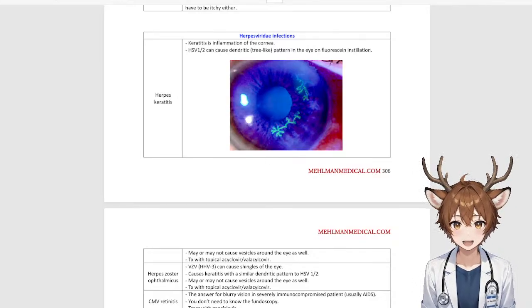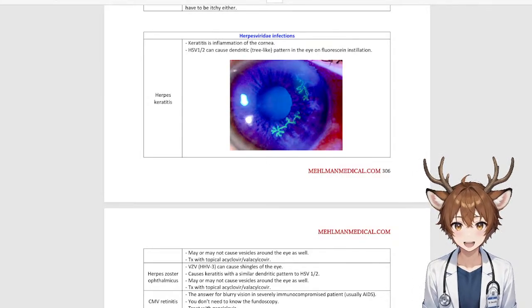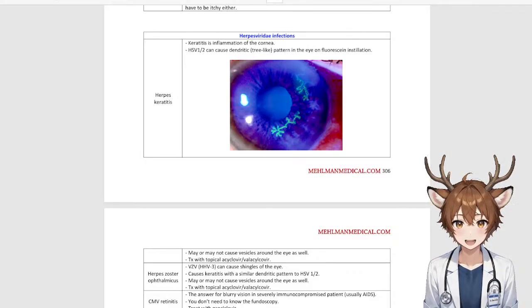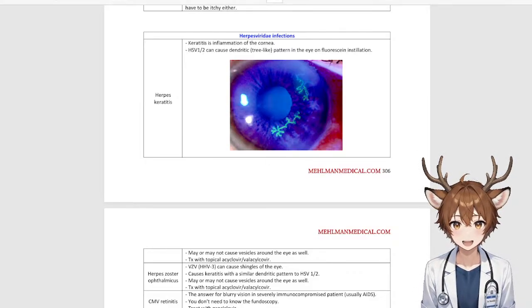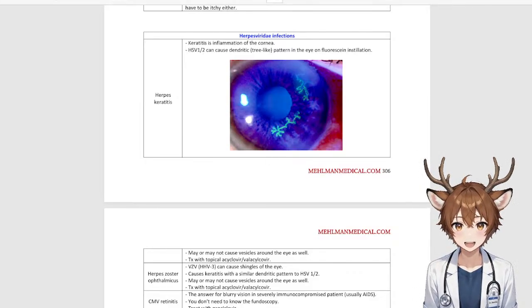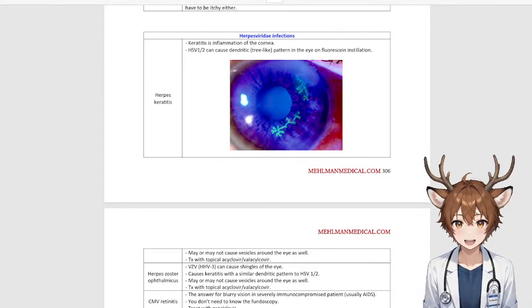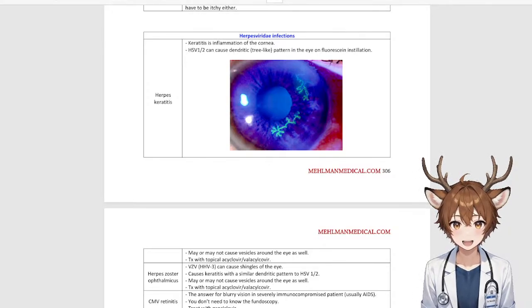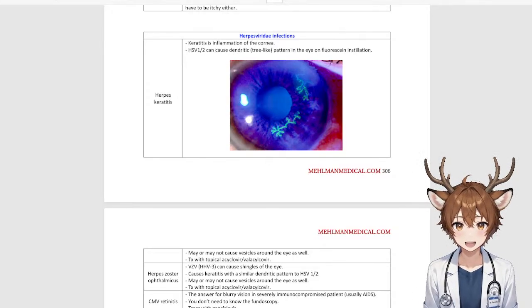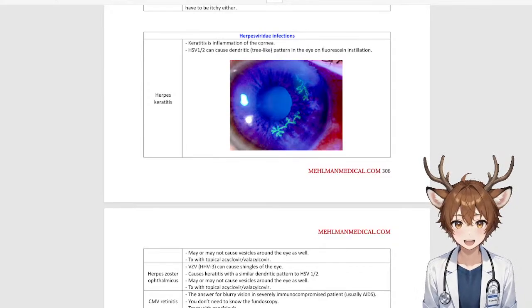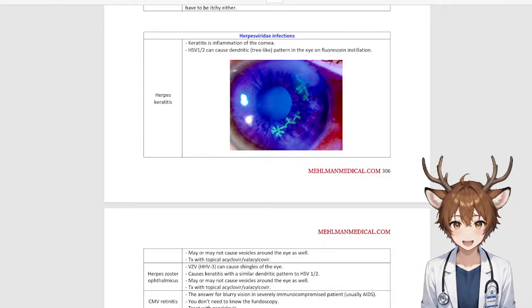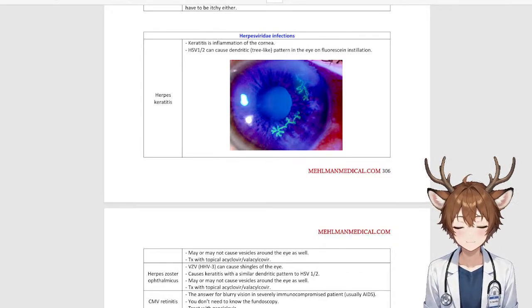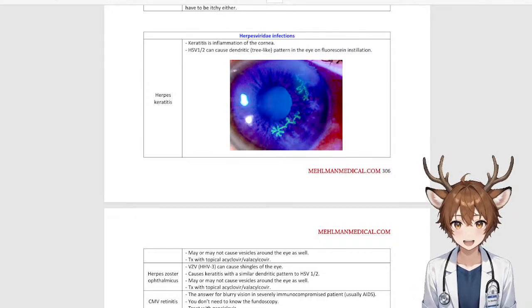Herpes zoster ophthalmicus. Varicella zoster virus, VZV, HHV3, can cause shingles of the eye. That doesn't sound particularly fun. Causes keratitis with similar dendritic pattern to HSV1/2. May or may not cause vesicles around the eye as well. Treatment would be topical acyclovir and valacyclovir. So very, very similar to the herpes 1/2.